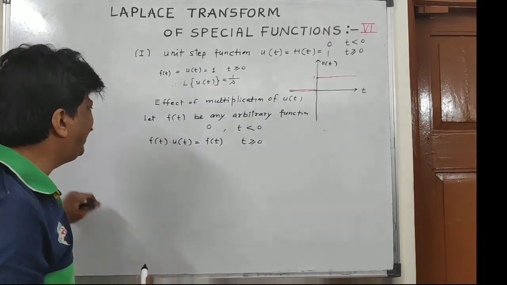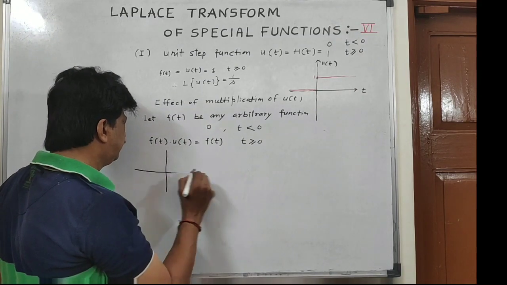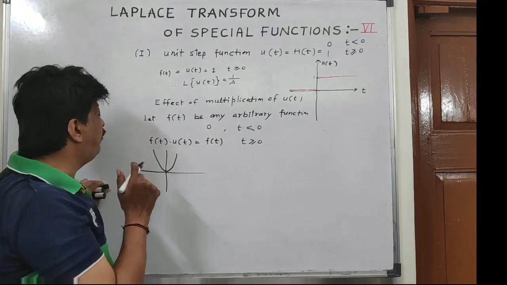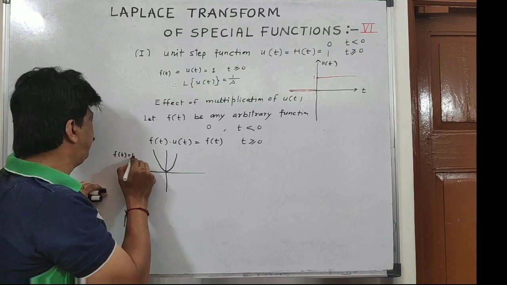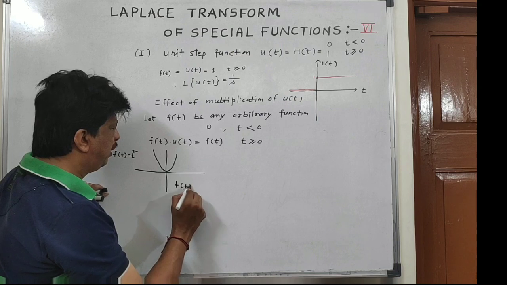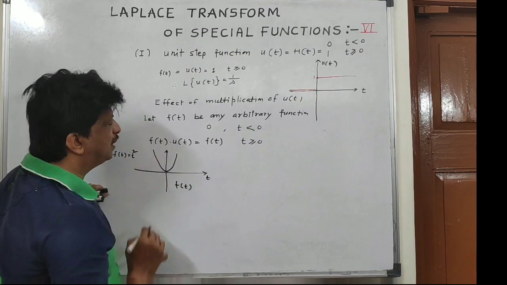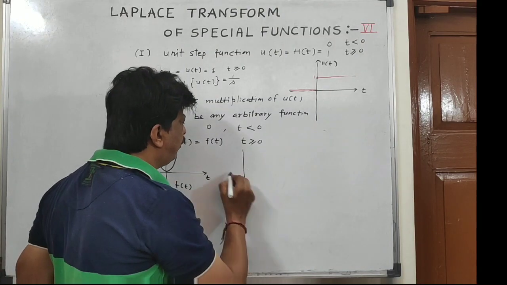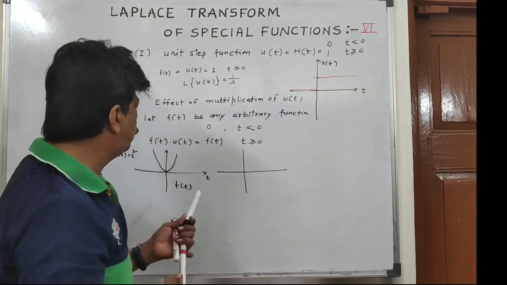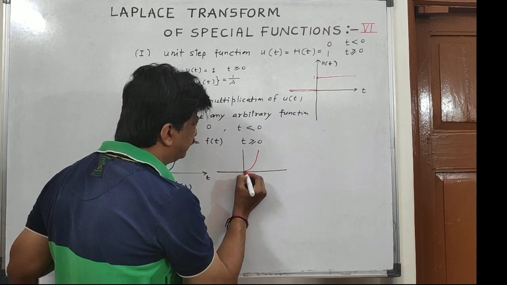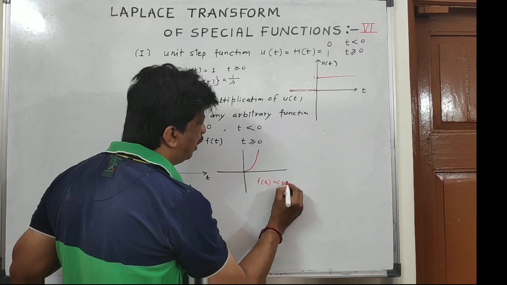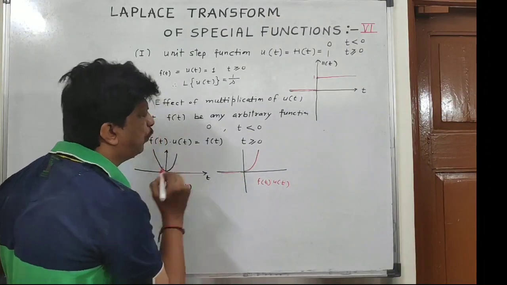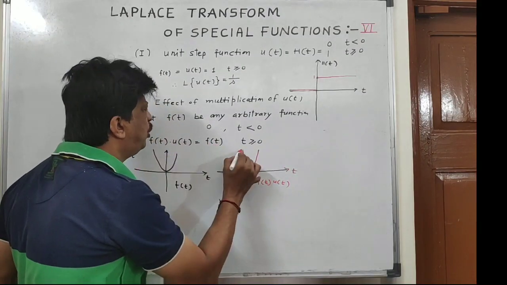What does it mean? If f of t is any arbitrary graph, consider this f of t as a parabola, y equal to x square, or f of t equal to t square. This is f of t. This is the t-axis. This is the f of t axis. Now, what would be the plot of f of t into u of t? The plot of f of t into u of t would be equal to this portion only. This is the plot of f of t into u of t, because when t is negative, f of t into u of t becomes 0. This is the t-axis. This is the f of t u of t axis.